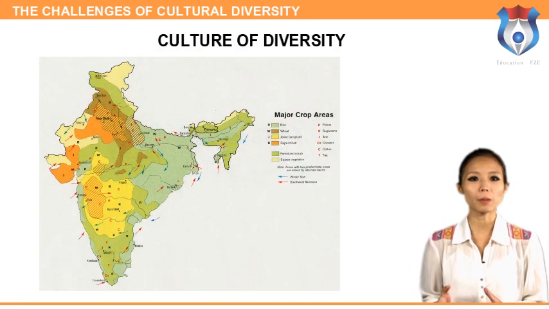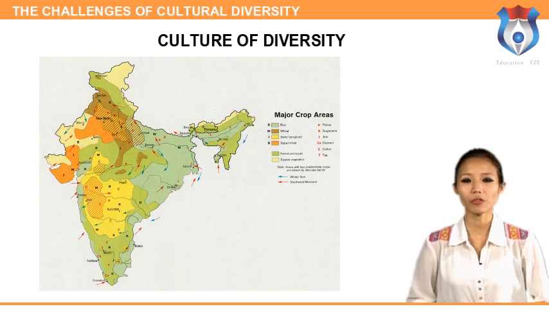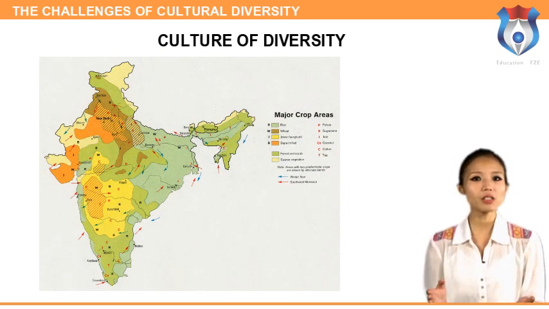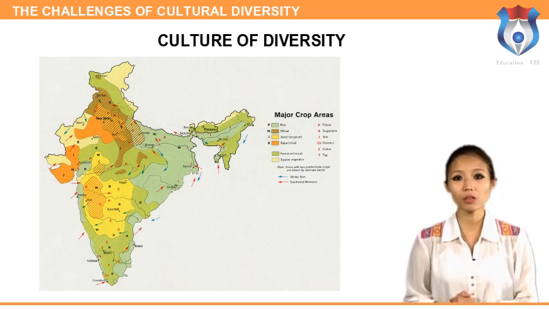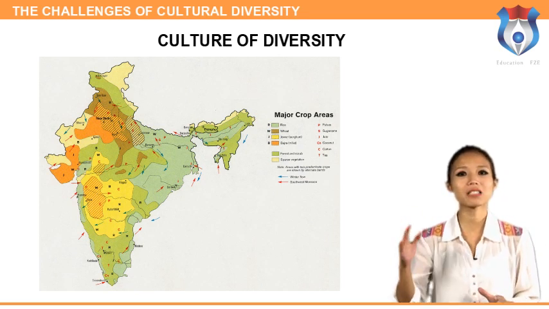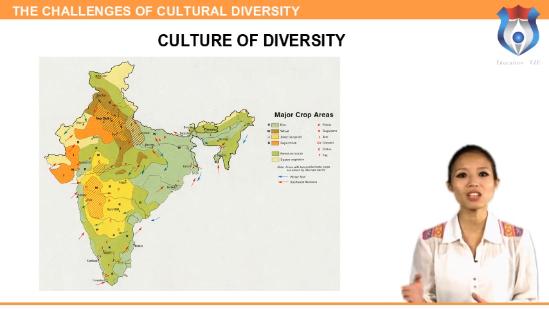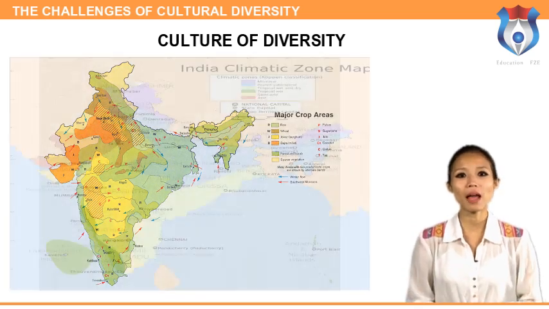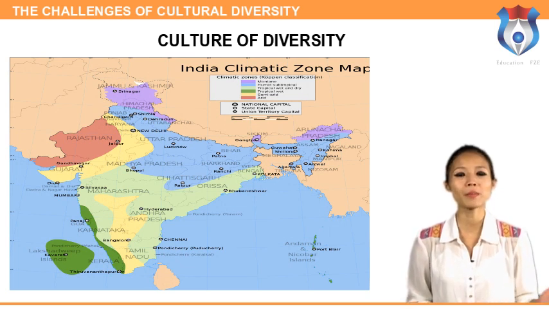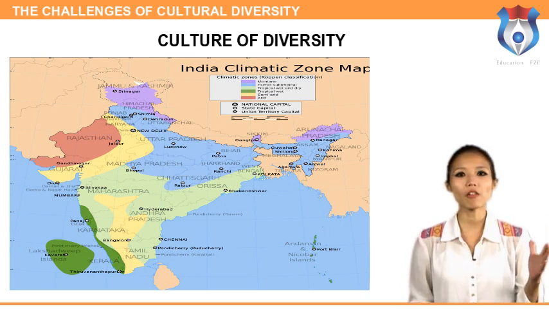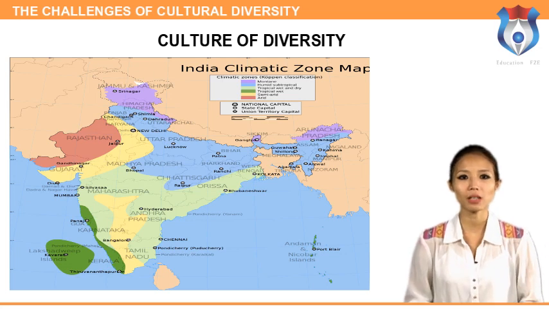Culture of diversity. Let us study the fundamental diversities in India. First is geographical diversity. India has a large variety of physical features, ranging from the most fertile lands of the world in the Indo-Gangetic plains to the most barren land in certain areas of Rajasthan. There is also a sharp climate contrast from the blazing heat of the plains to the freezing point in the Himalayas.